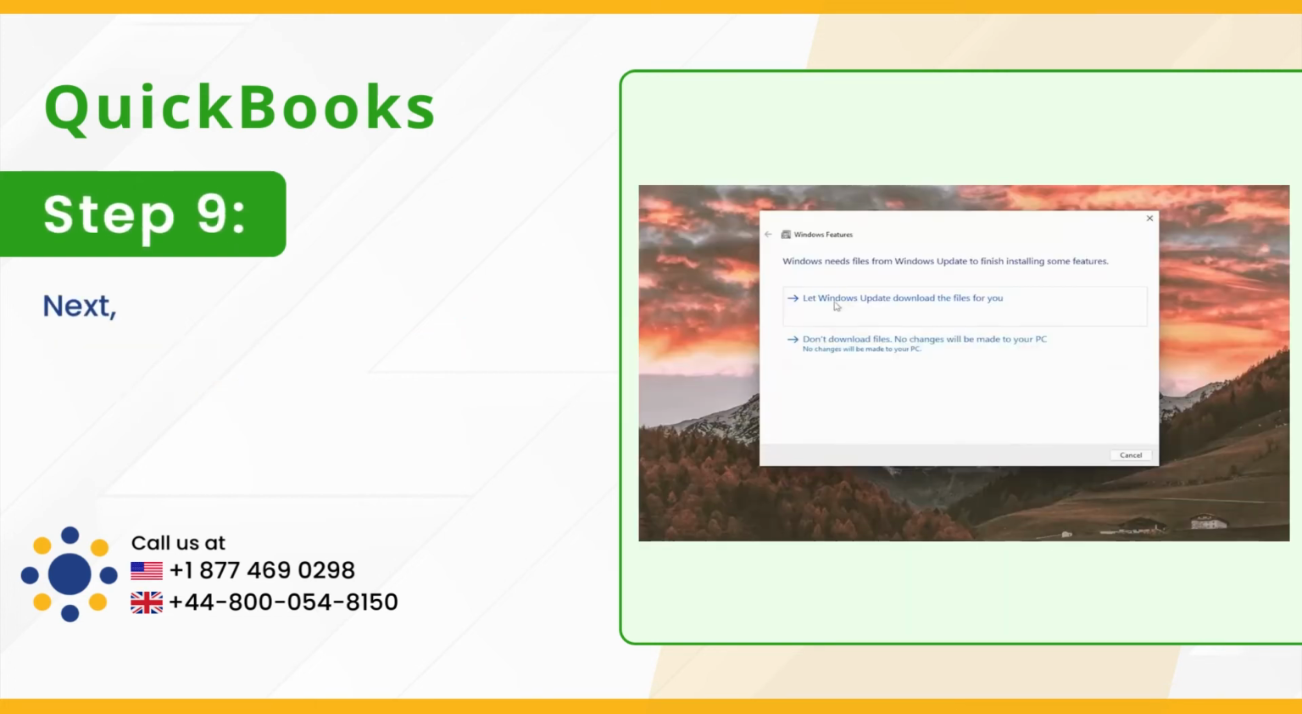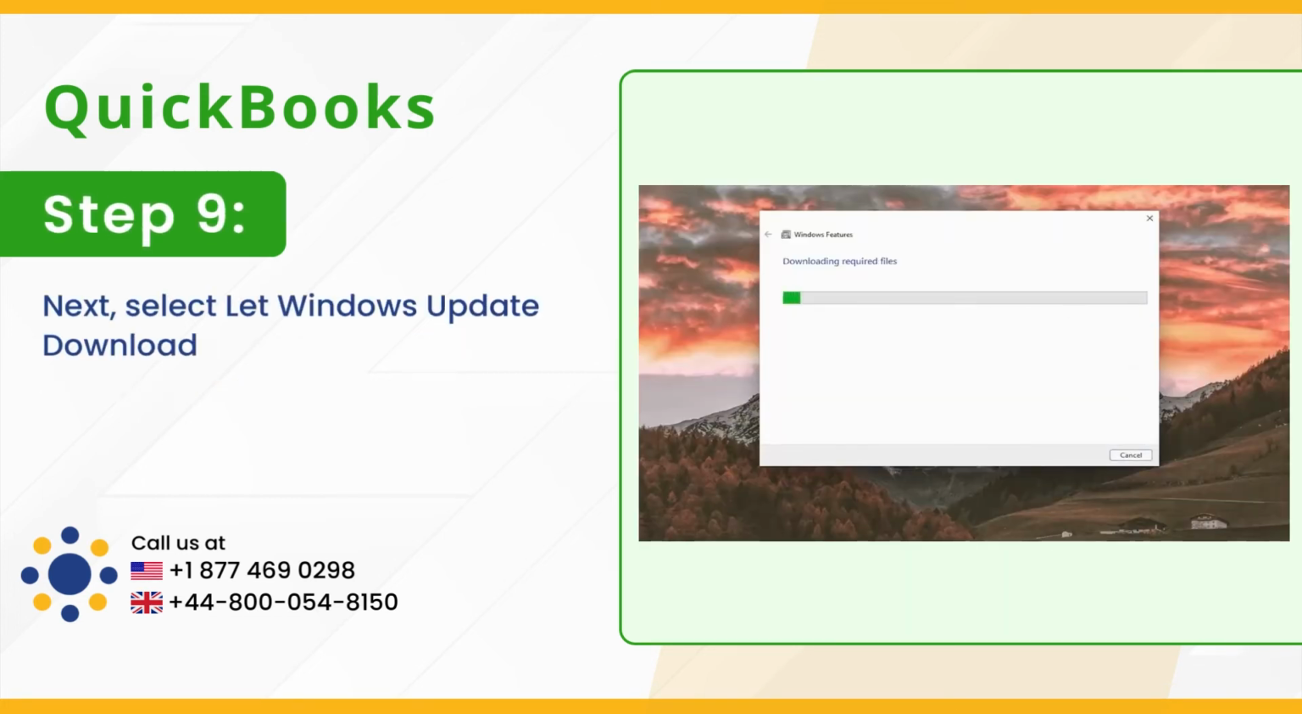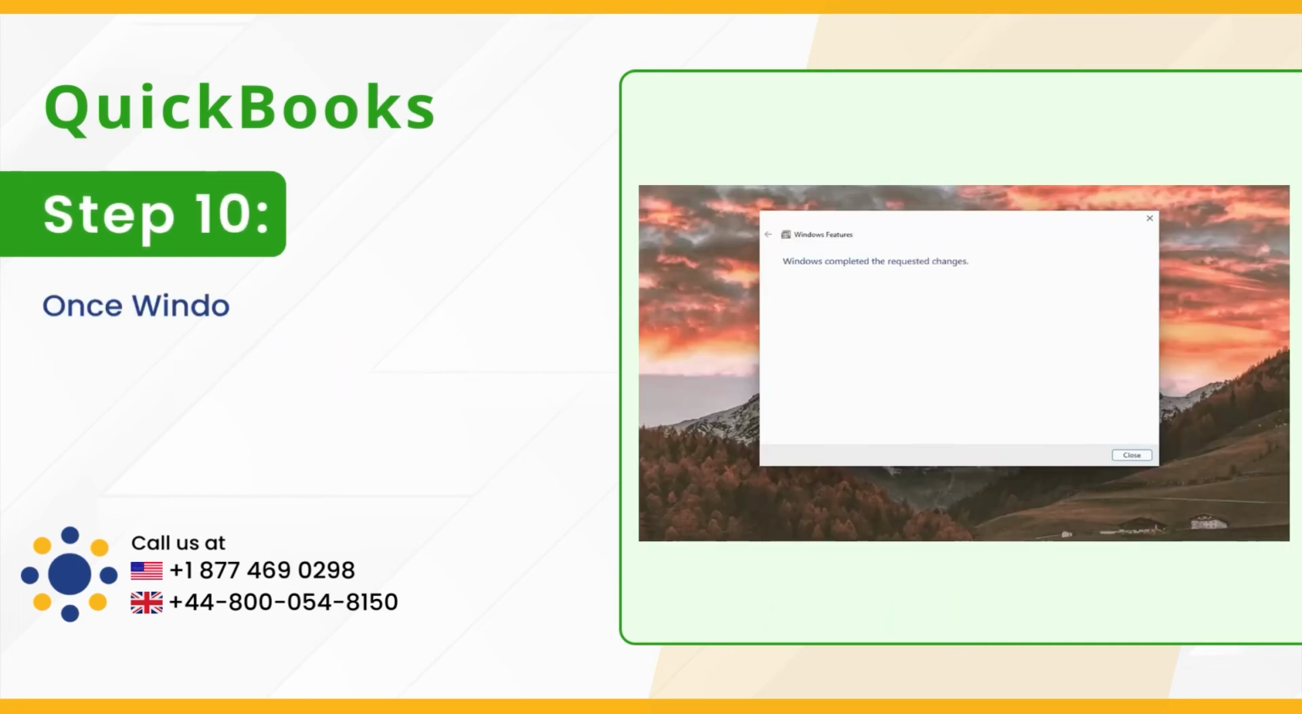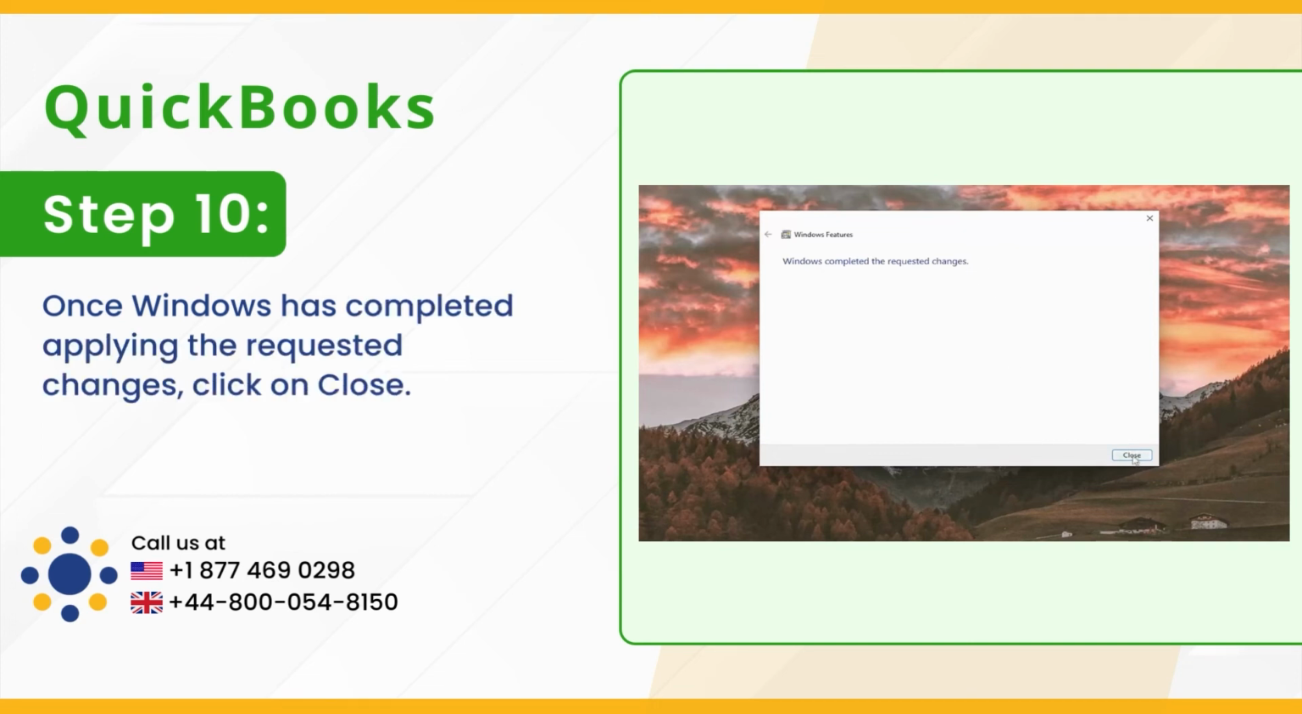Step 9, next, select Let Windows Update download the files for you, and it'll start downloading the files. Step 10, once Windows has completed applying the requested changes, click on Close.